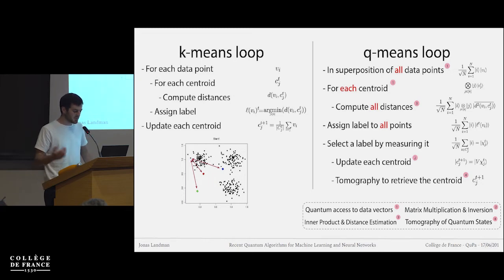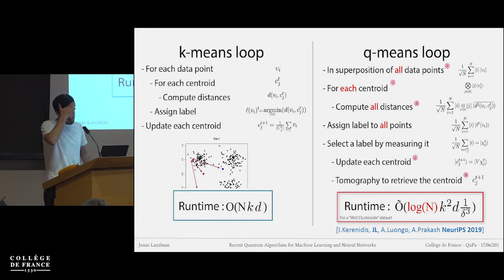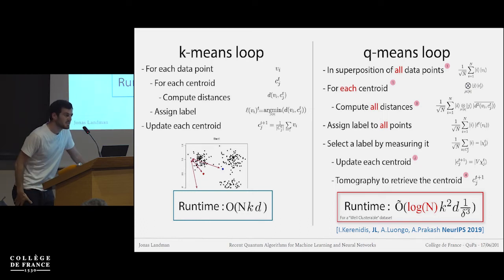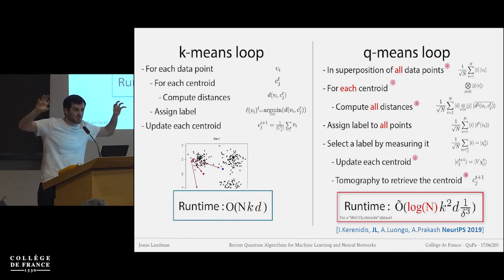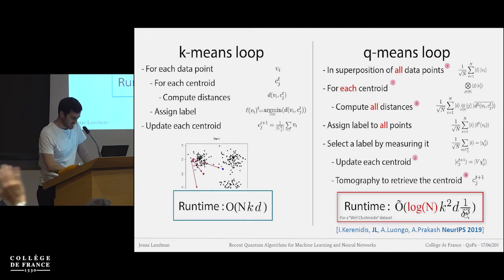matrix multiplication, and tomography. In terms of runtime, it's logarithmic in the number of points big N, whereas the classical algorithm is linear, because you have to compute distance for each point. I'm giving you a simplified runtime here, in particular for well-clusterable datasets, meaning that the clusters are well separable like this. And you see a delta parameter appearing here. It is actually showing the precision. So delta is a precision parameter because, again, in quantum algorithm, everything is a bit approximate.